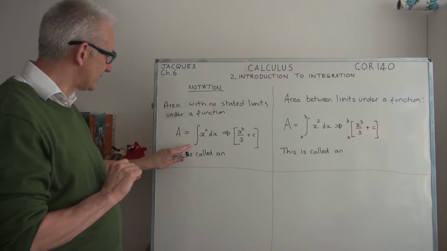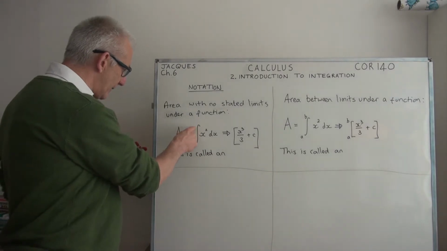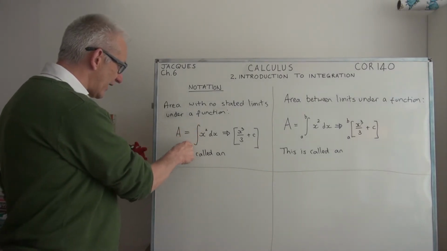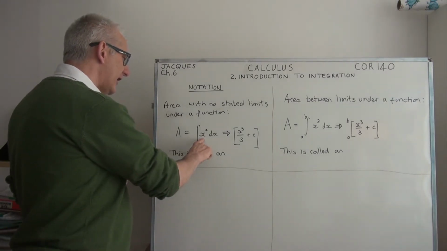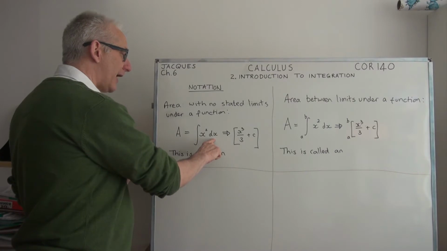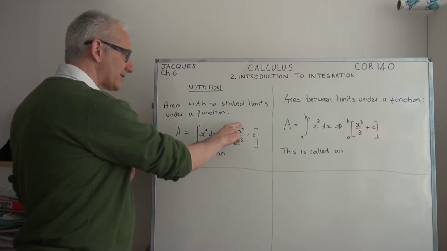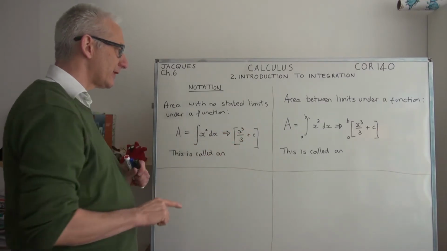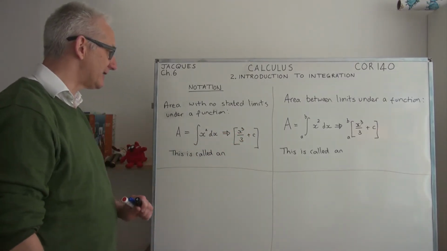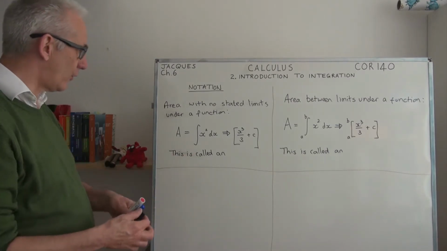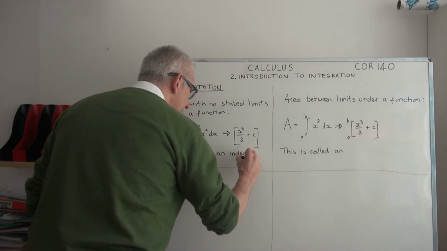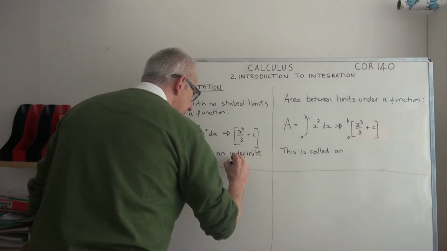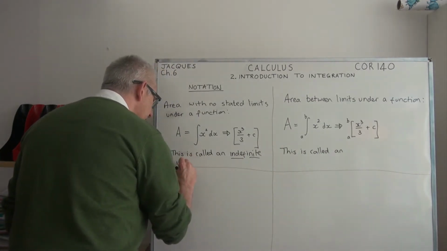The area is given by the sum, this is a stretched S symbol, for the function x squared by dx, I'm going to come to that in a moment, is given by x cubed over 3 plus c. That is the antiderivative. And this is called an indefinite integral.